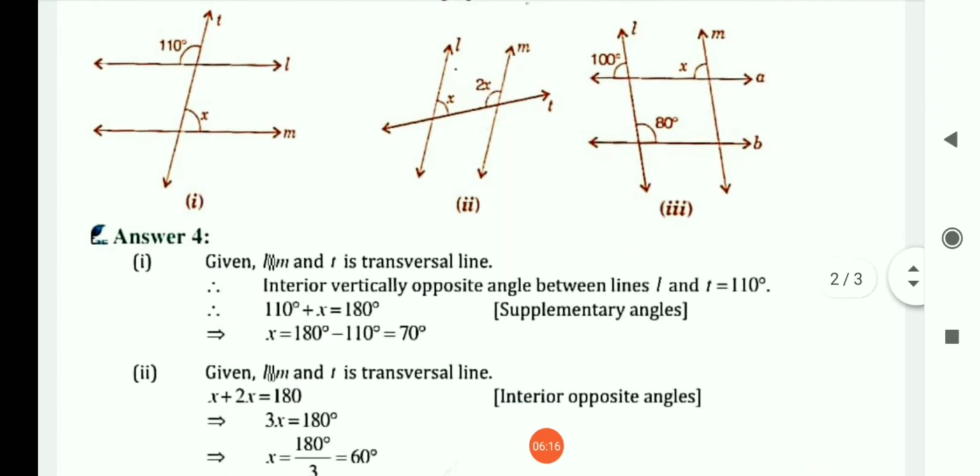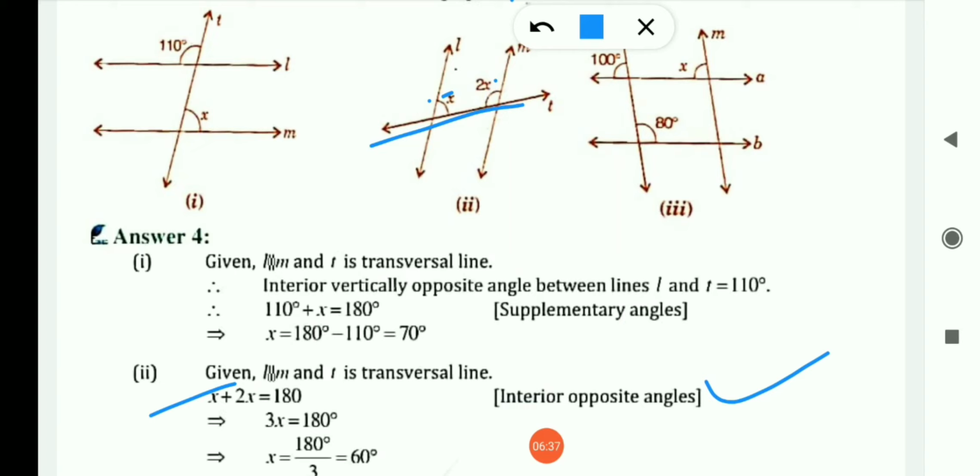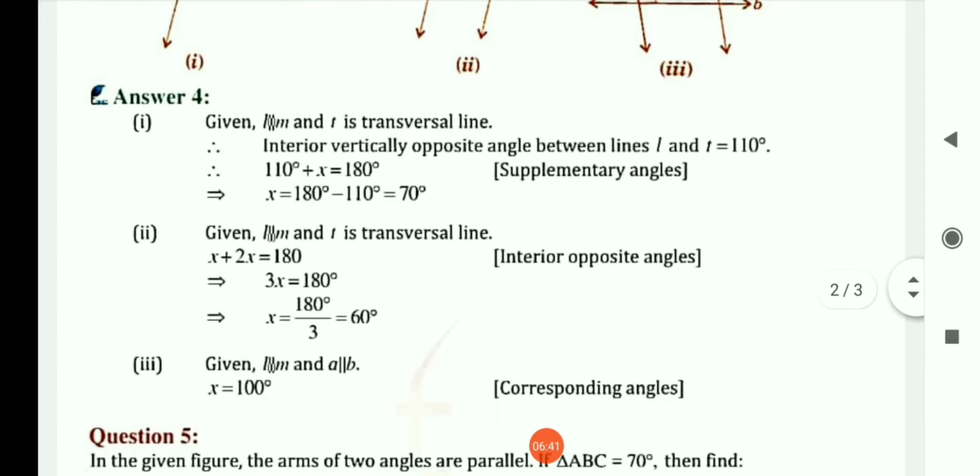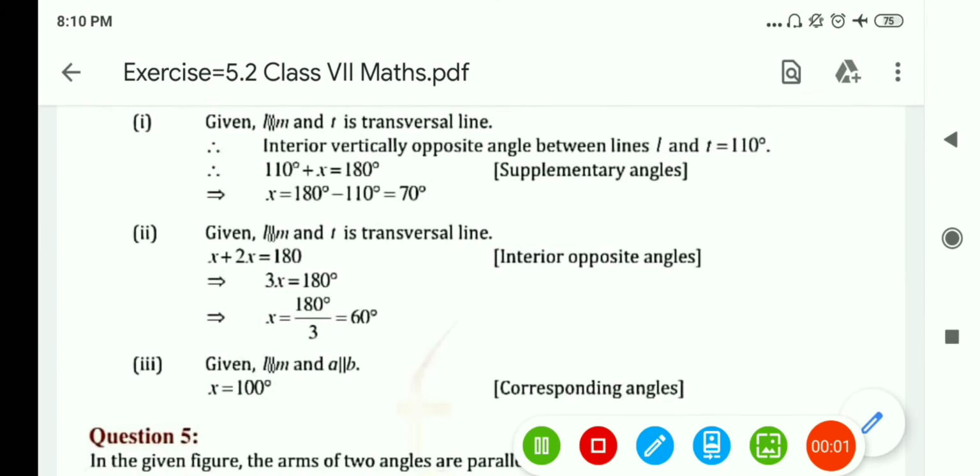Now the second one. L and M are parallel and T is a transversal. See, this is one straight line, so the sum of two angles is what? 180, by the interior opposite angles. L and M are both parallel and T is a transversal, so this angle and this angle are interior opposite angles. So x plus 2x equals 180. So 3x equals 180. So x equals 180 upon 3. So we get 60.